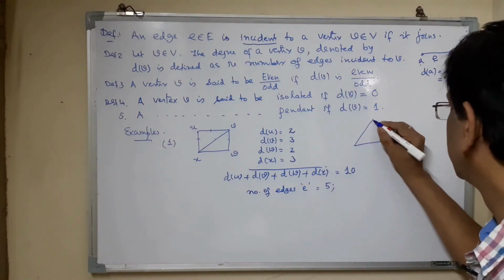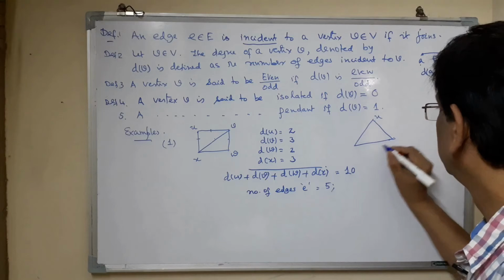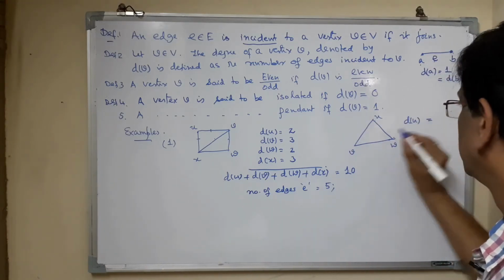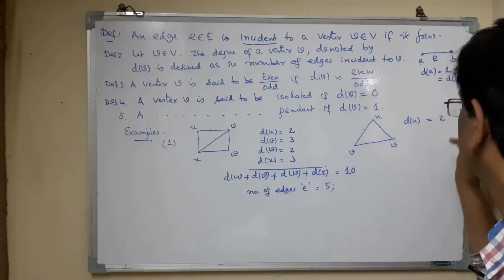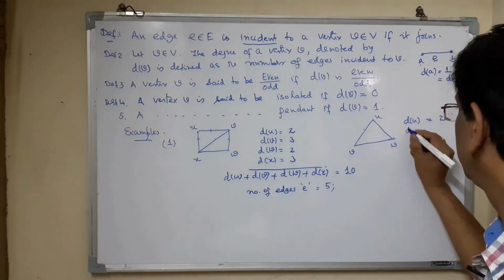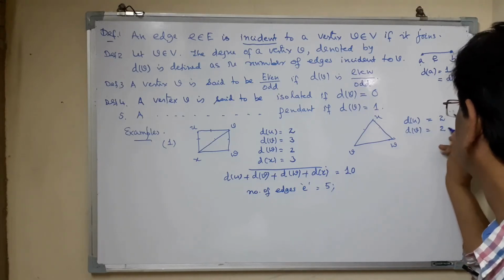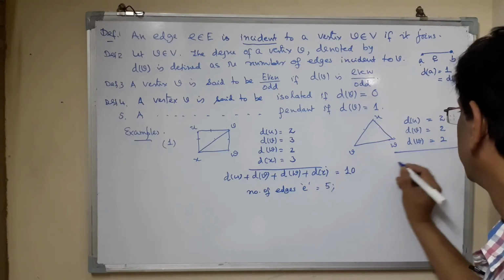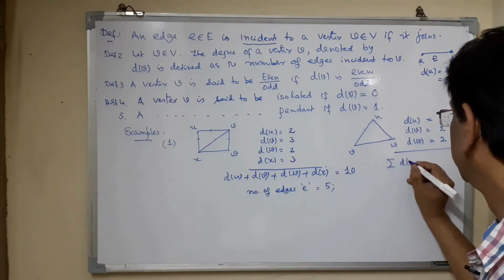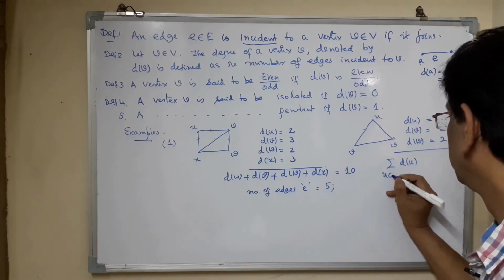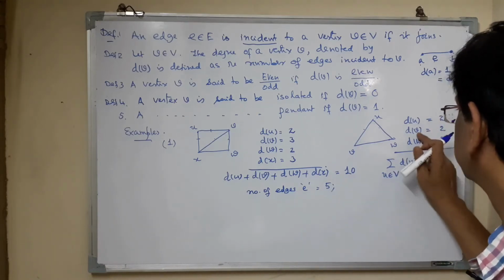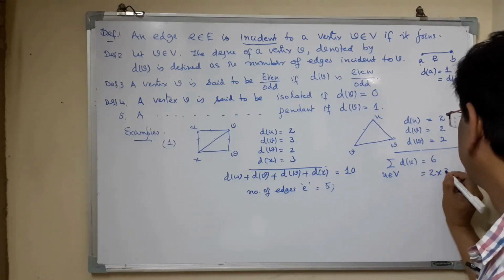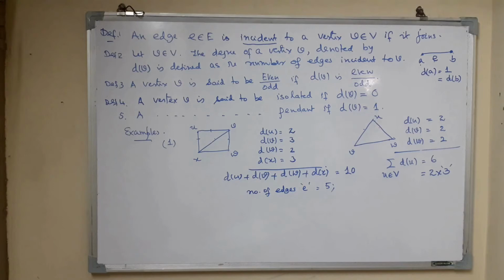One more example. U, V, W. What is the degree of U? There are two edges which are incident to U. Similarly, V is 2, W is 2. So if you take the sum, sigma d u in V, meaning du plus dv plus dw, which is 6, which is 2 times the number of edges. There are 3 edges.